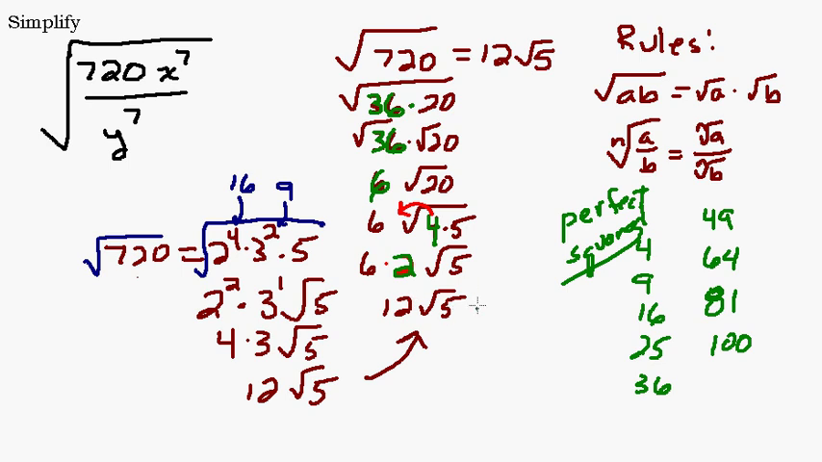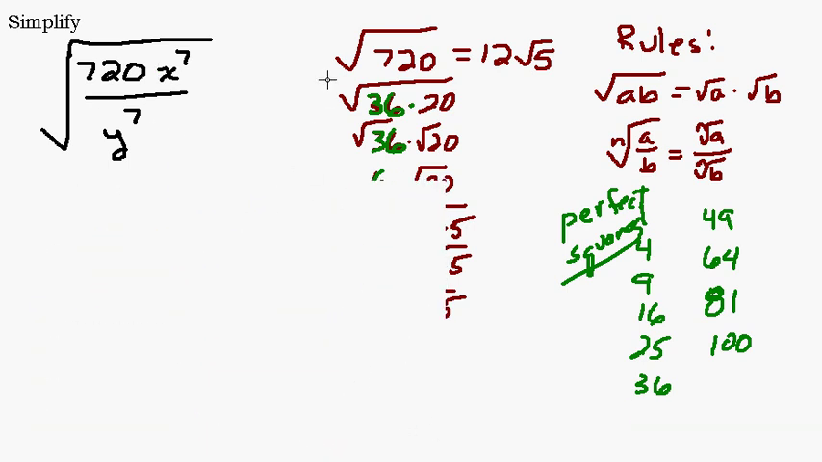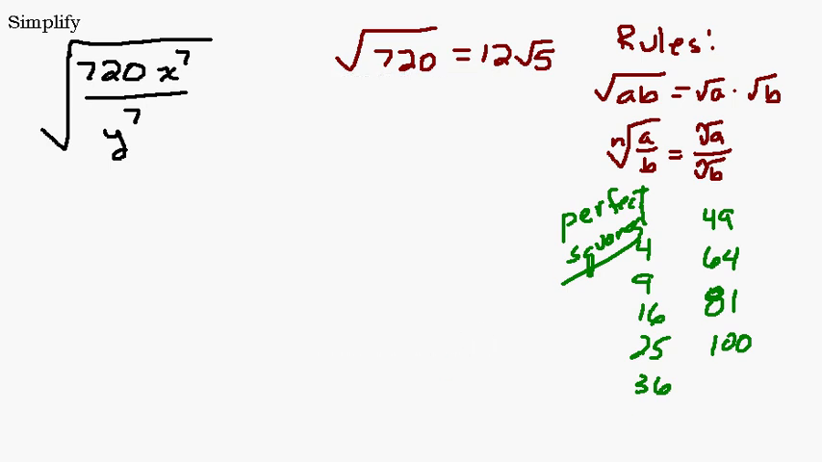Now I have a 5 left under there, and none of these green numbers go into 5. 5's too small. It's already prime. Nothing goes into 5 anyway. So you're done. Alright, so that's the first part. Let me erase all this. We know how to break down 720. Okay, so now we have to deal with the x to the 7th.